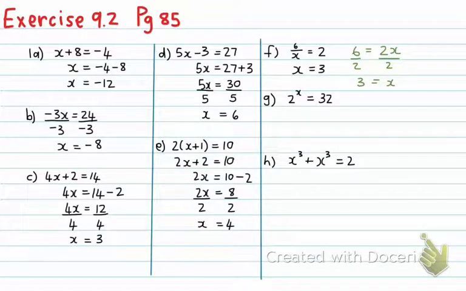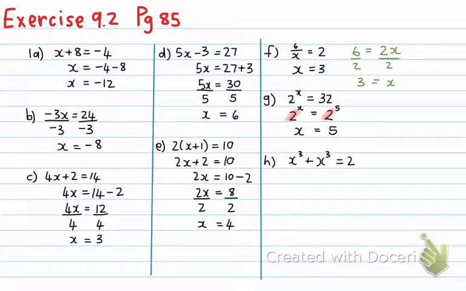Okay, then at G, 2 to the power of x is equal to 32. Now remember we said when x is the exponent, I have to write everything in exponential form. So how can I write 32 in exponential form? I can write it as 2 to the power of 5. Now, my bases are the same, so I can throw them away and just keep the exponents. So x is equal to 5.